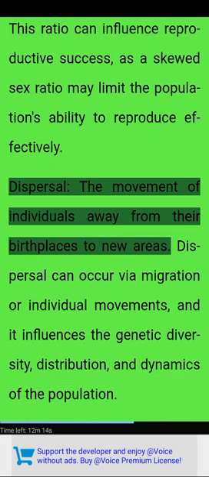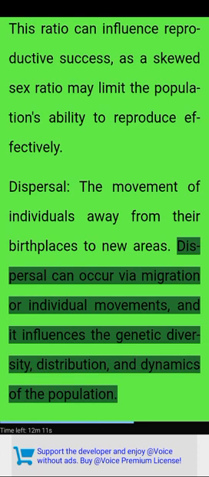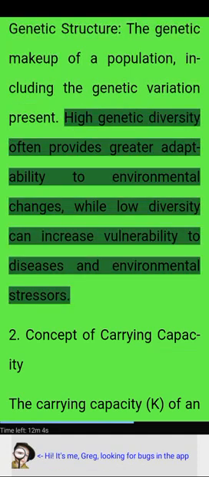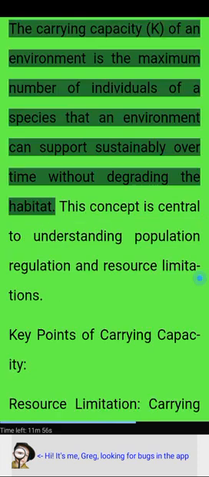Dispersal. The movement of individuals away from their birthplaces to new areas. Dispersal can occur via migration or individual movements, and it influences the genetic diversity, distribution, and dynamics of the population. Genetic structure. The genetic makeup of a population, including the genetic variation present. High genetic diversity often provides greater adaptability to environmental changes, while low diversity can increase vulnerability to diseases and environmental stressors. 2. Concept of carrying capacity.